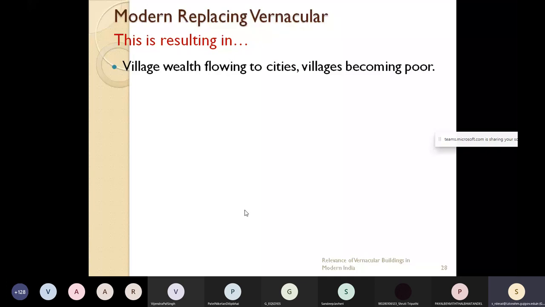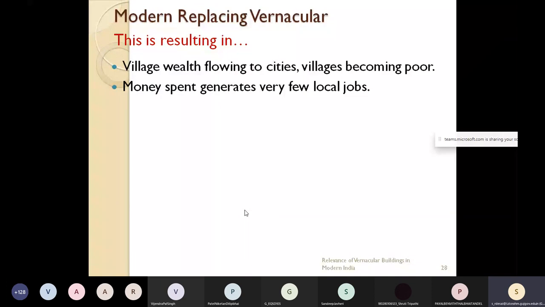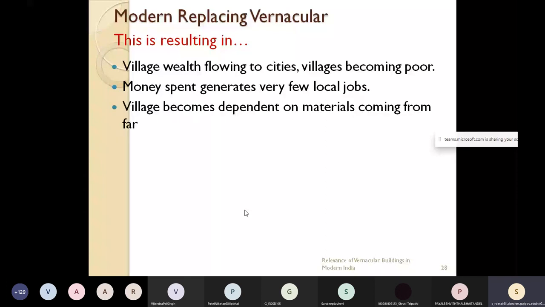Number two, money spent on these houses generates very few local jobs, all right? Because typically, maybe 80% of the money invested is in material. So what kind of local jobs? Ultimately, livelihood is the most fundamental thing for everyone, urban or rural. So creation of jobs, and buildings are the biggest creator of jobs. Now, one more thing that's happening is the villages are becoming dependent on materials coming from far. This means that some extraneous reasons increase the cost of these materials and people cannot afford these things anymore.